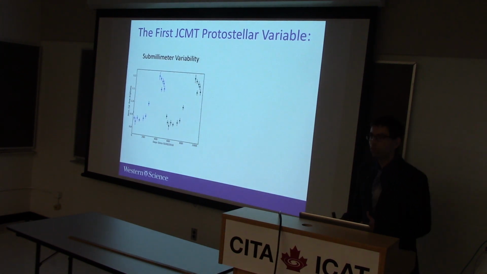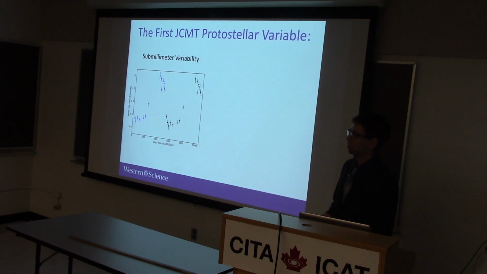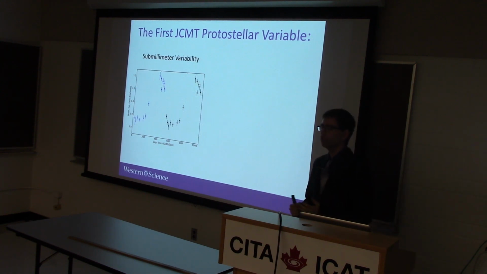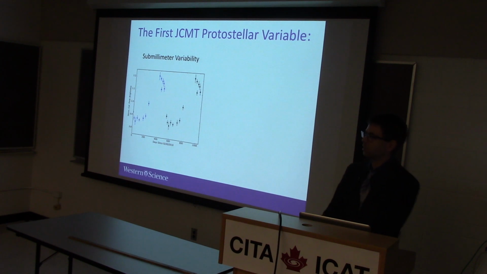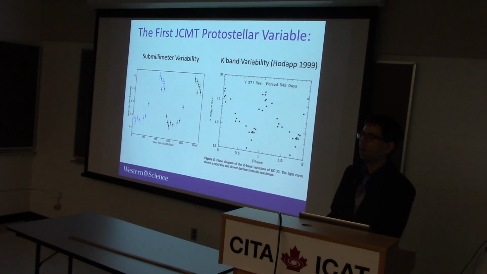And what's really, really cool about this source, it's a class 1 source. So it's not quite the class 0 that we were hoping for, but still reasonably young. What I'm showing here is, again, the light curve that we have observed, and then I've just folded it over again for a second phase. The reason I've done this is that this particular source has been observed in the K-band before, and it's been known to be a periodic variable.